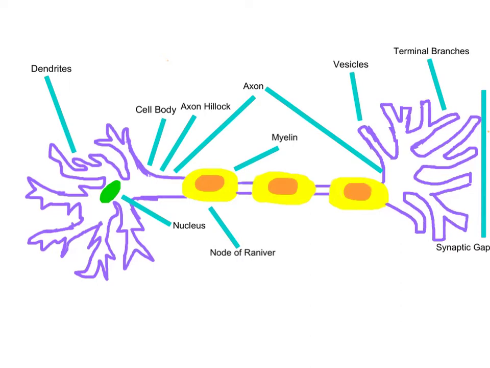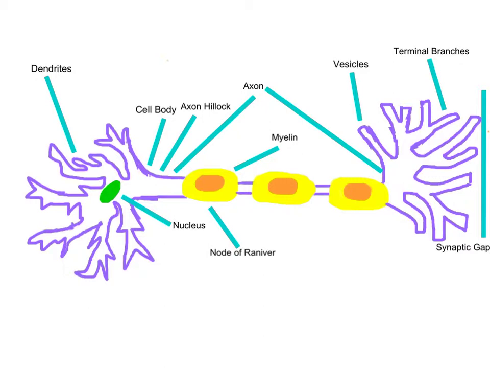A large portion of the cell is made up of the cell body, which contains the nucleus, which in turn contains genetic information in the form of chromosomes. Neurons have a large number of extensions called dendrites. The surfaces of the dendrites receive chemical messages from other neurons.